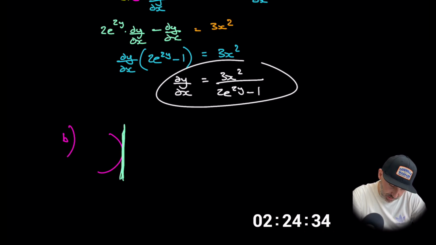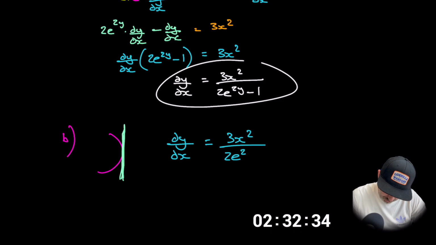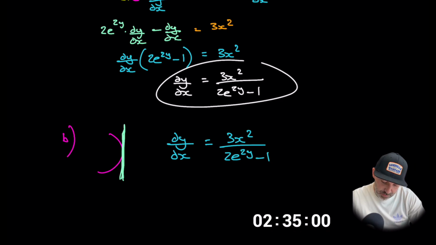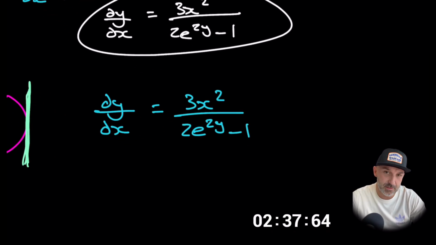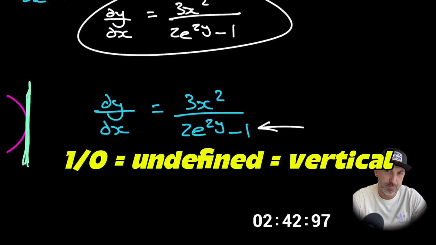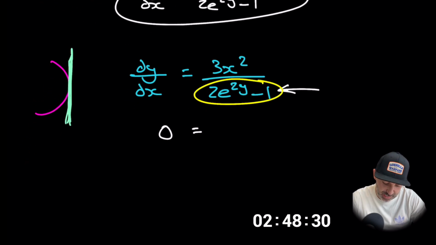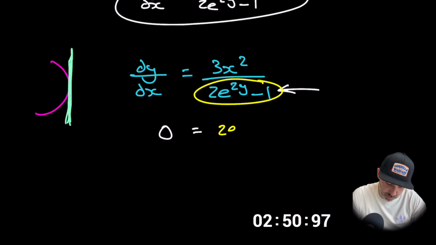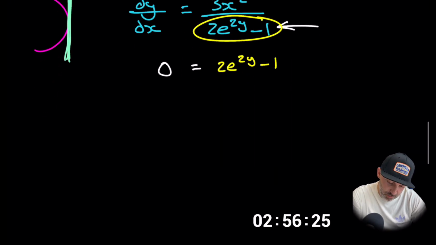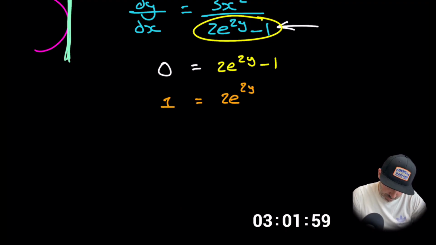So if we take the derivative expression here, which is dy by dx is equal to 3x squared over 2e^(2y) minus 1, the way that you would get a vertical gradient is if the denominator is equal to 0, because then you'll get an undefined point. That basically means a vertical line. So we're going to equate this thing to 0, right? And we can solve this exactly. We move the 1 to the left, and we divide by 2.